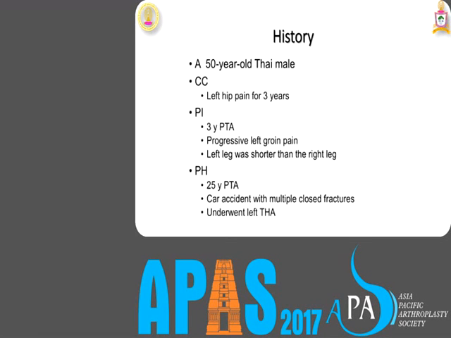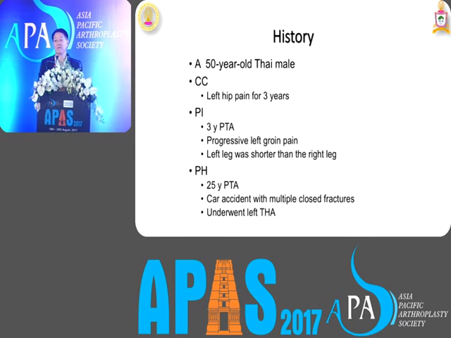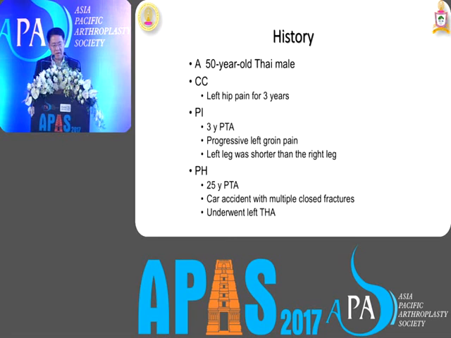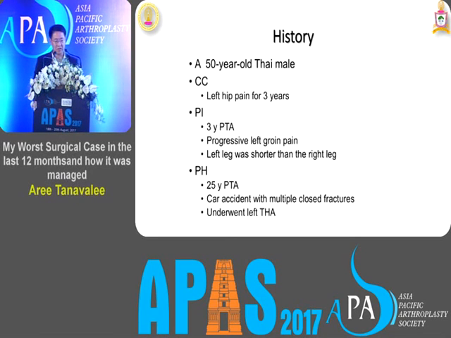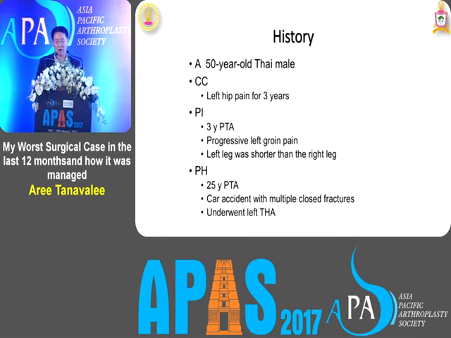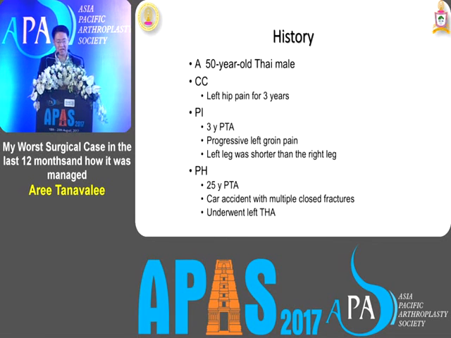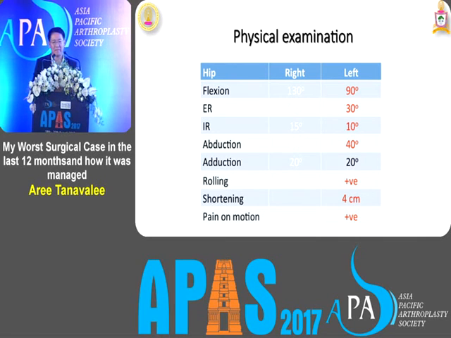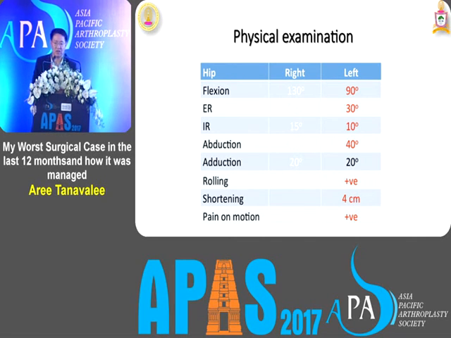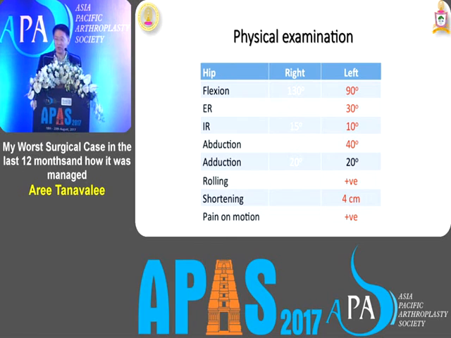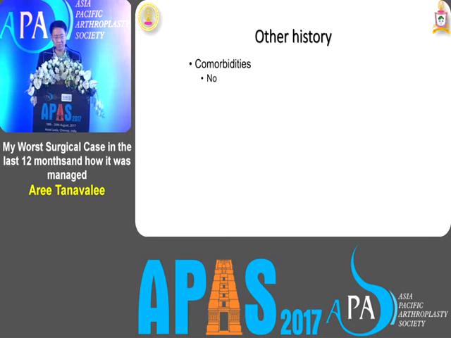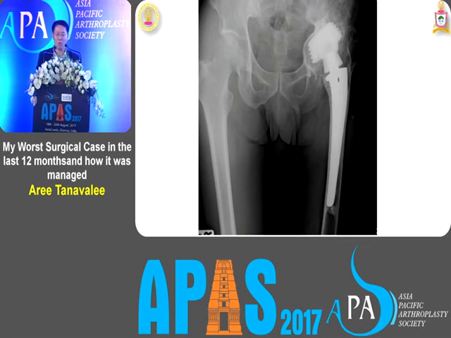To share my case, the patient is a 50-year-old Thai male who presented with left hip pain for 3 years. Past history: 20 years ago he had a car accident with multiple closed fractures and underwent a left total hip from that time. Physical examination showed some limitation of the left hip joint and leg length shortening of about 4 centimeters, with pain on motion. He has no other comorbidities.